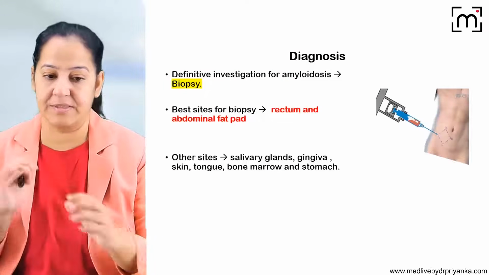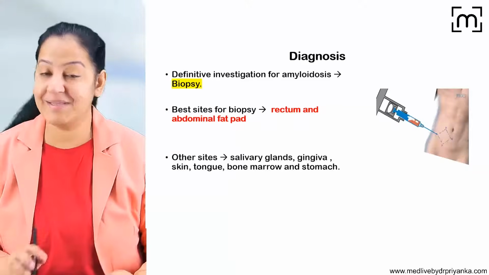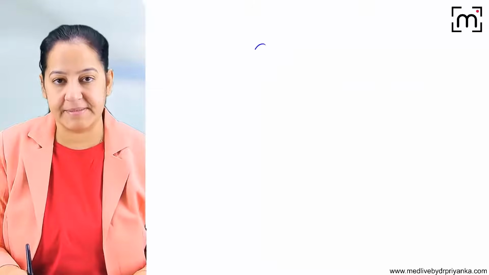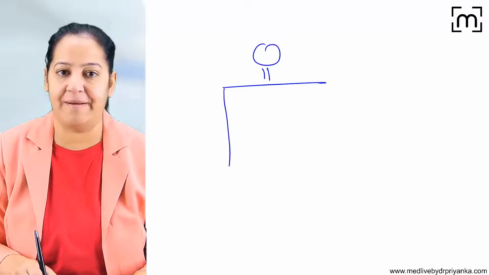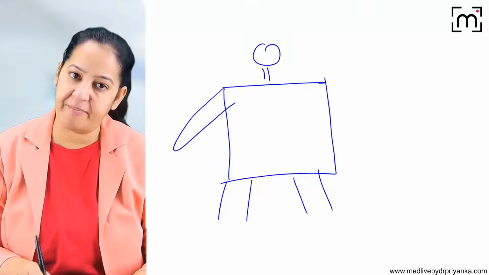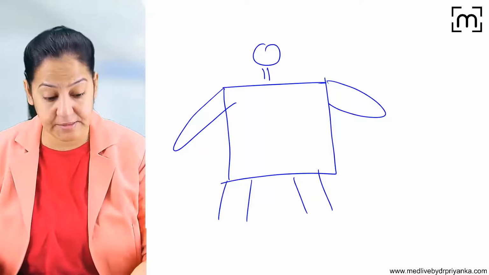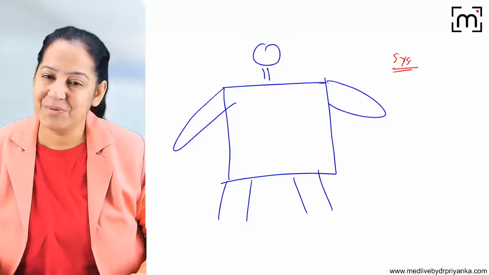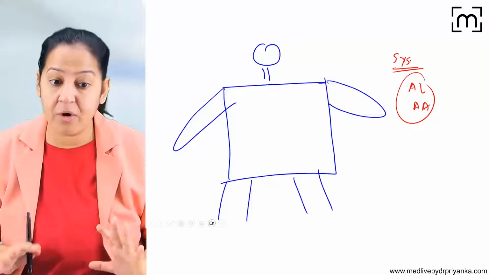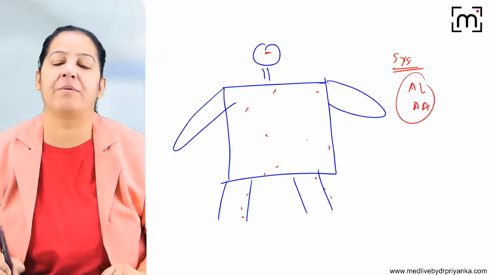Now, coming to the diagnosis of amyloidosis. How do you do the diagnosis of amyloidosis? Only one way. In amyloidosis, there is no blood test. You have to do biopsy. So this is the person, and I'm suspecting the person is having amyloidosis. So what is the organ involved in amyloidosis? You say, ma'am, there are two types of amyloidosis, localized and systemic. If it is localized, one organ is involved. But if it is systemic, multiple organs are involved. So the most common amyloidosis, AL and AA, both of them are systemic, in which multiple organs are involved.